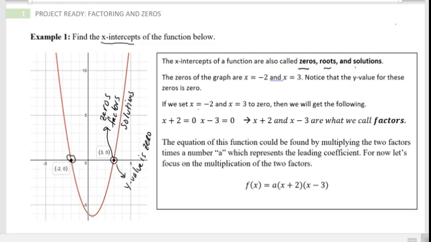So anytime they ask you for the zeros, the roots, solutions, or the X-intercepts, these are the points they're referring to. So the zeros in this graph are at x equals -2 and x equals 3. If we set x equals -2 and x equals 3 to 0, then we get the following. If I bring the -2 to the left, I end up with x plus 2 equals 0. And if I bring the 3 to the left, I get x minus 3 equals 0. These are called factors.